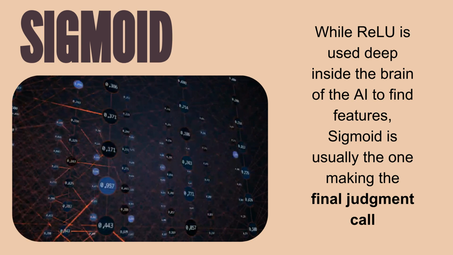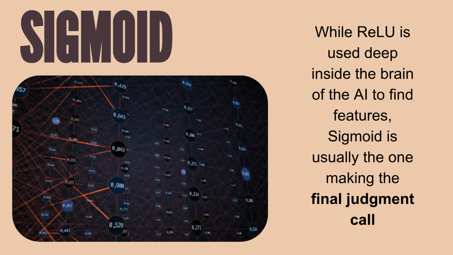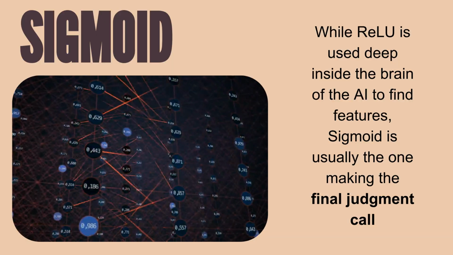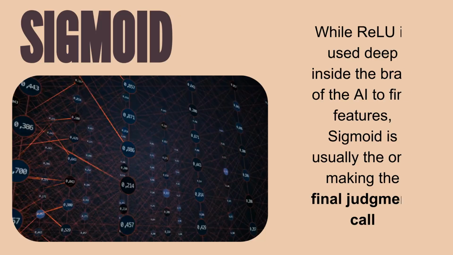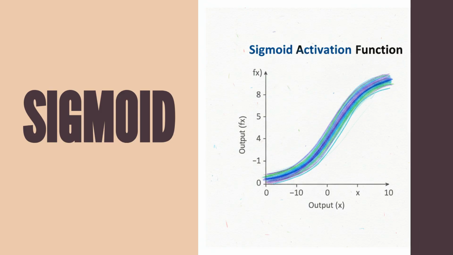If the score was a negative number, the Sigmoid would drop towards 0, signaling a, quote, safe email. It gives us a nuance that a simple on/off switch can't provide. This is why Sigmoid is the king of the output layer. It turns abstract math into a probability we can actually use to make a decision. It's the difference between a guess and a calculated risk. ReLU finds the features, but Sigmoid makes the choice. One is for speed, the other is for certainty.